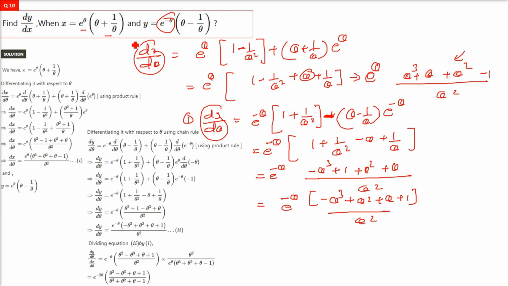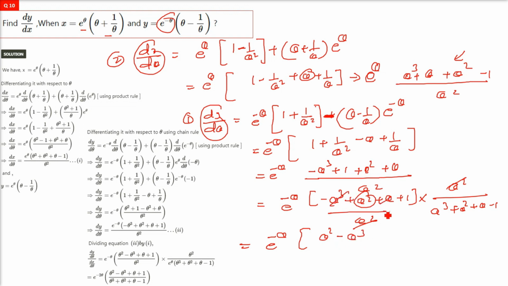This we call 1, dx by d theta we call 2, and we will just divide these two. So 1 by 2 is dy by d theta divided by dx by d theta, that is dy by dx. So I am just writing the content here. Okay. So theta cube plus theta square plus theta minus 1. Theta square will get cancelled. And there is e to the power minus theta in the numerator and e to the power theta in the denominator.